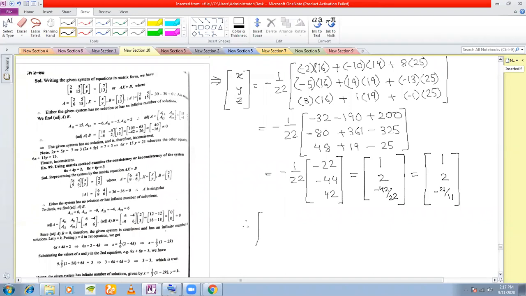Therefore, xyz, you are getting 1, 2, minus 21 by 11. This is what you are getting. That means x must be equal to 1, y must be equal to 2, and z must be equal to minus 21 by 11. Okay, for Amir, for you, I'll just explain once again.